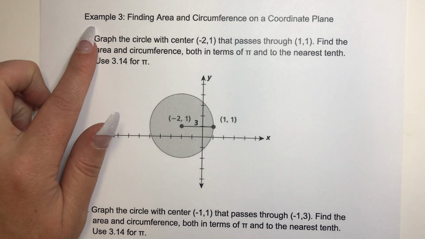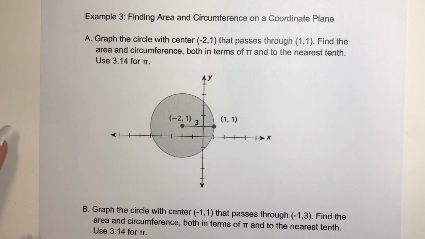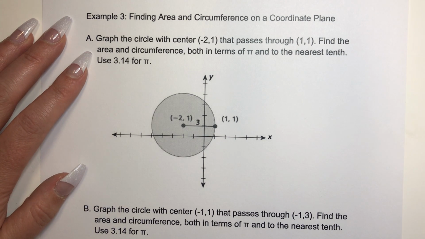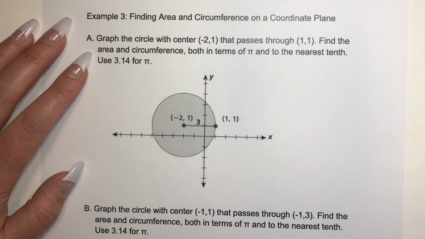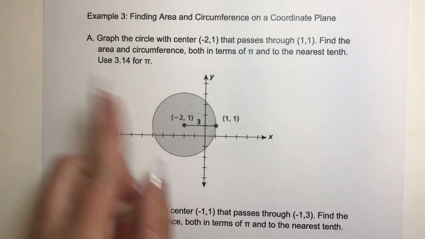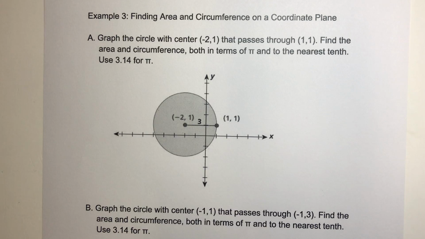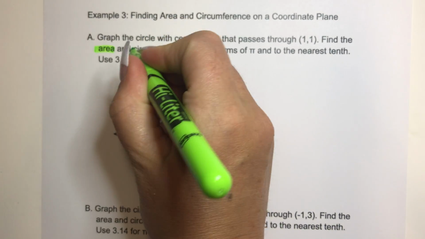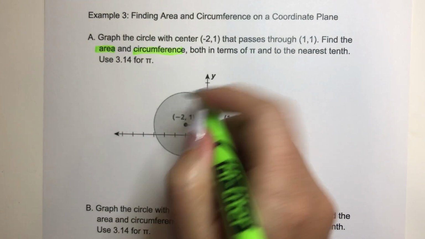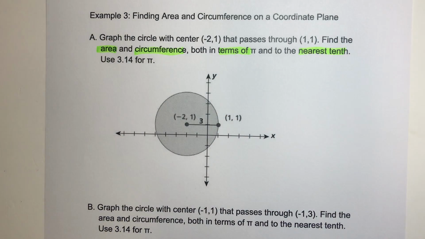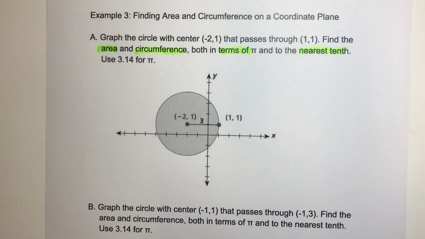All right, welcome back for example 3. We are finding area and circumference on a coordinate plane. So this says to graph the circle with center (-2, 1) that passes through the point (1, 1). Find the area and the circumference, both in terms of pi and to the nearest tenth. Okay, so let's go ahead and get started.